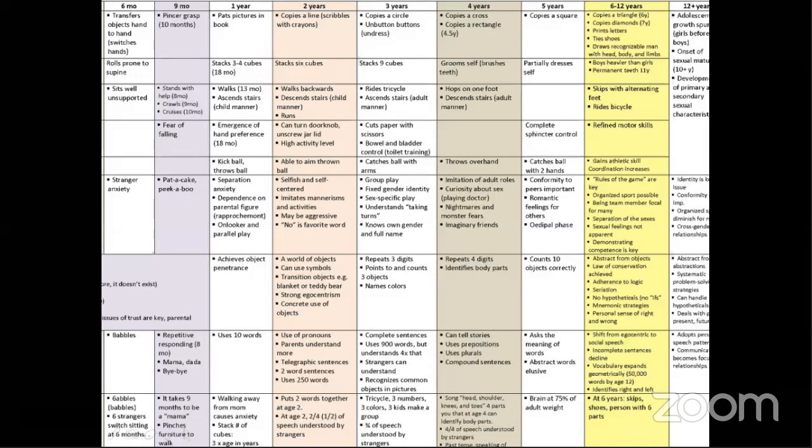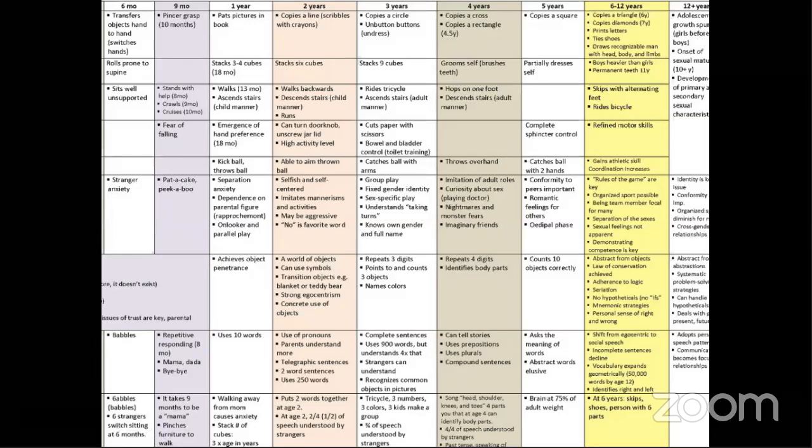Suppose the father is scolding, or the father is doing something. If they are keeping something over there, they will go and keep it there. They used to imitate. And at the age of 3 years, they can go for group play and fix gender identity. They want to mix with the male child, and some want to mix with the female child. Okay, this is sex-specific play, you can say. And they understand taking turns, and they understand their sex.